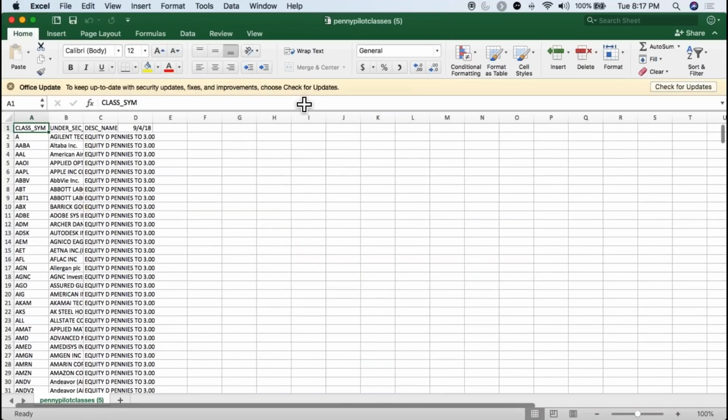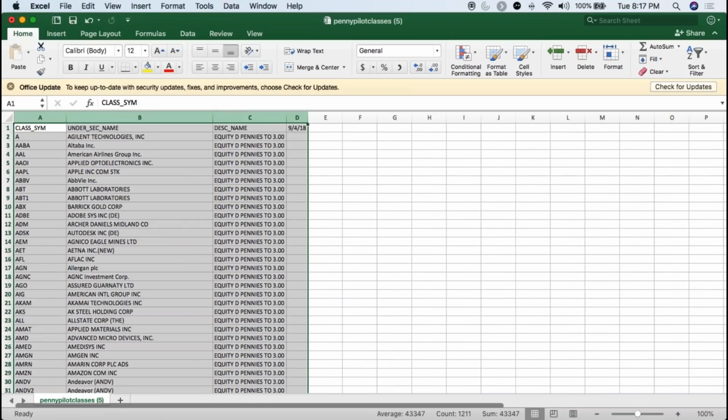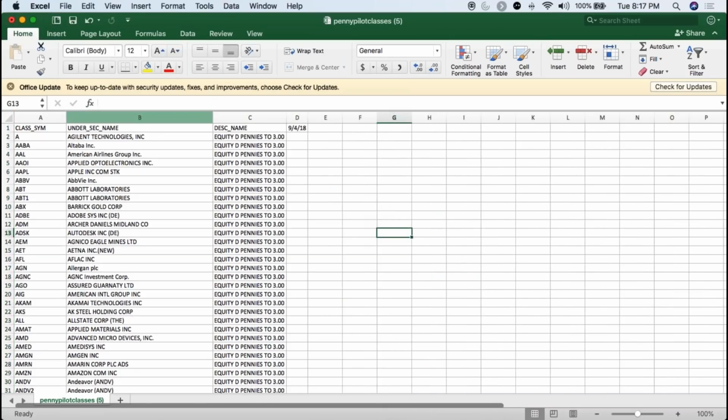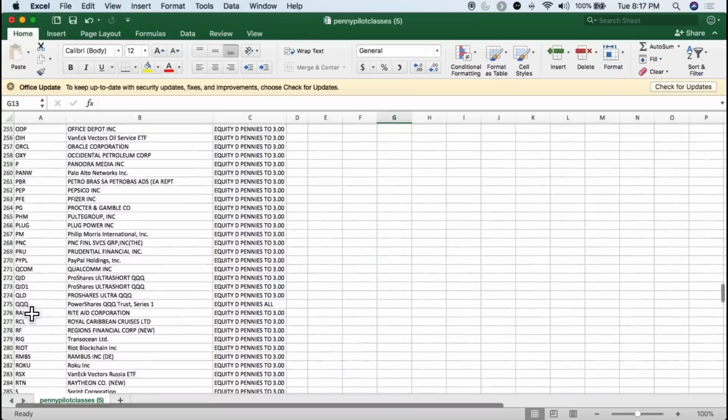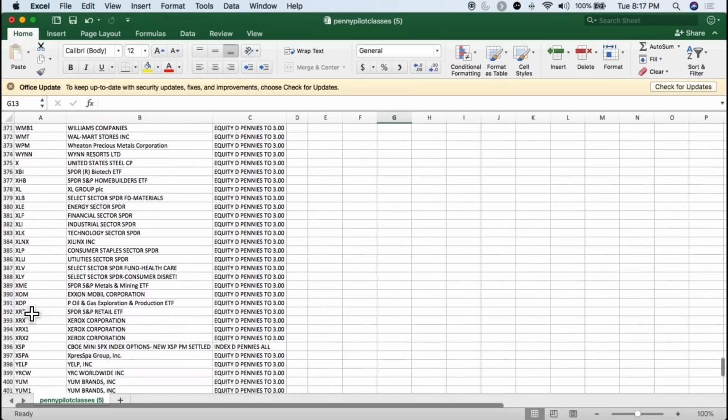And there you go. This is the Microsoft Excel spreadsheet. What I'm showing you here is that it's got 4 different columns and a lot of rows. But you can see here, as I scroll down, how many stocks are in the Penny Pilot Program today?